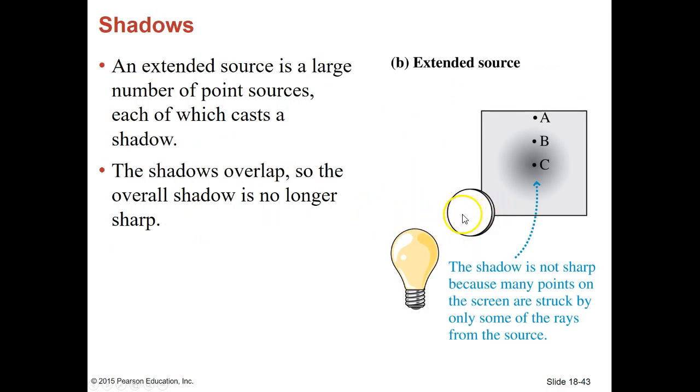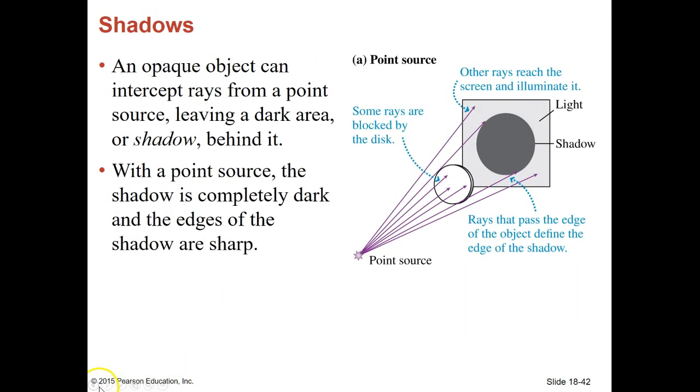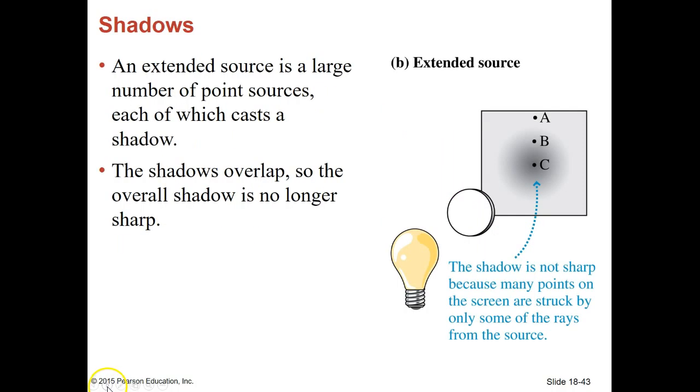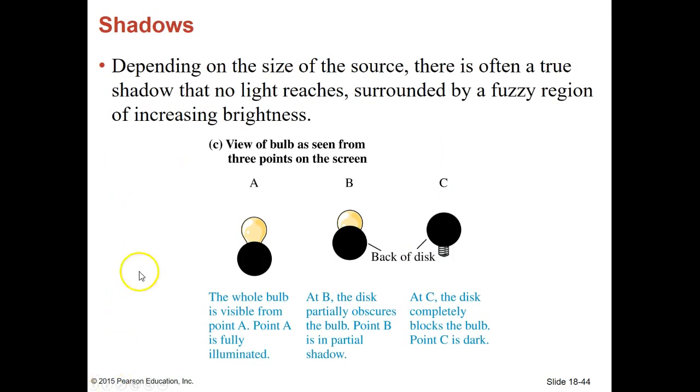If I have an extended source, then I get a lot more rays, and now I get something called a penumbra and an umbra. These are two different parts of a shadow. So the penumbra is kind of the hazy outside, and then the umbra is the really dark inside. The shadows overlap, so the shadow is no longer sharp. So remember, with an extended source, you get a fuzzy shadow, and then with a point source, we got a very sharp shadow. So that's the difference between the two.